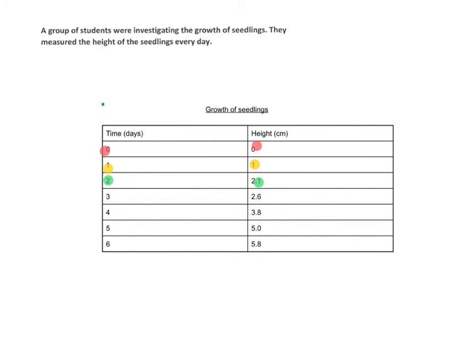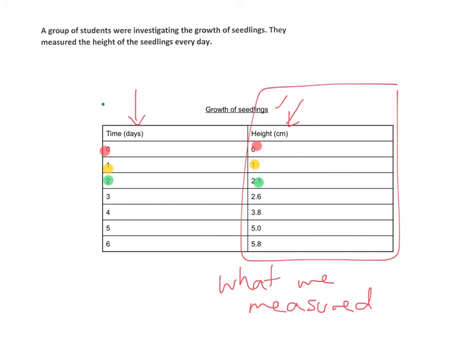Back to how we already know about tables. So we need to make sure we have a heading. Our units have to be here in brackets. That way we don't have to keep writing them again and again and again. And what we measured has to be over on the right-hand side of the table. There's a pretty important reason for that, and I'm going to show you now.